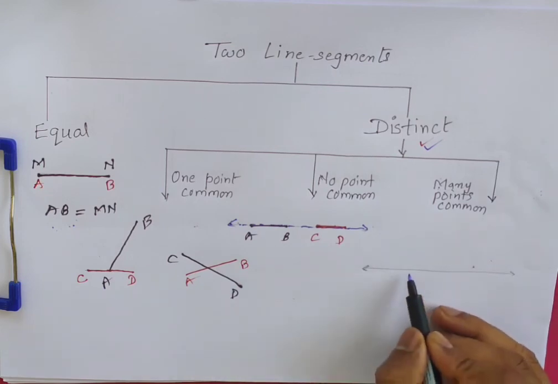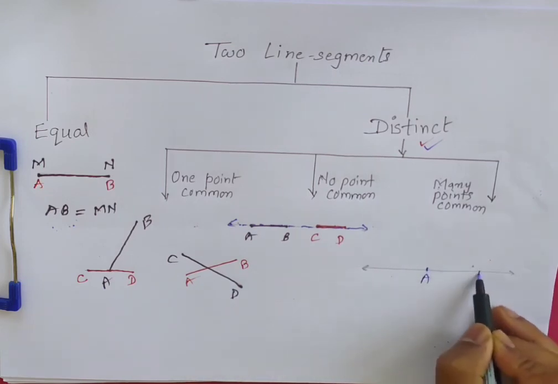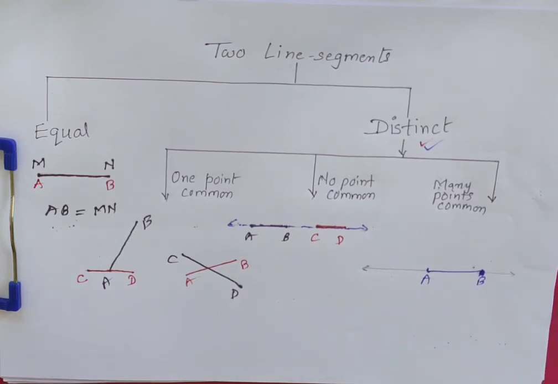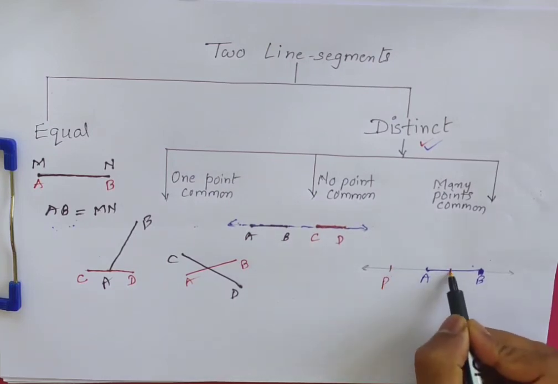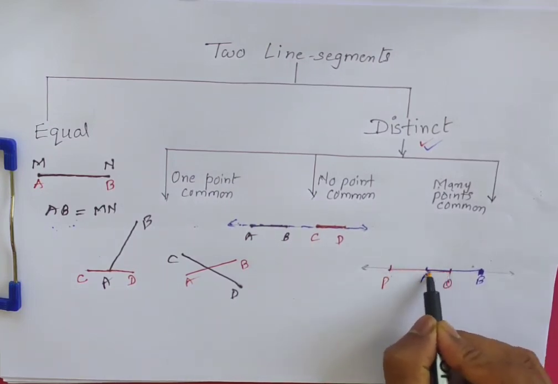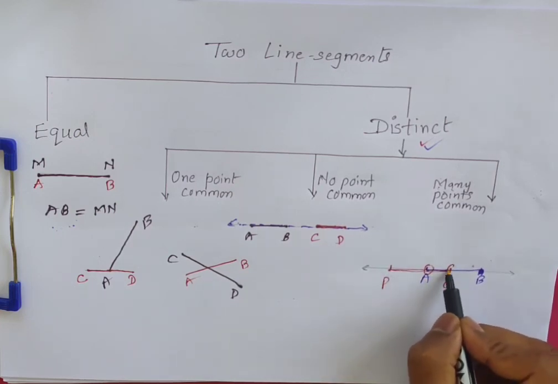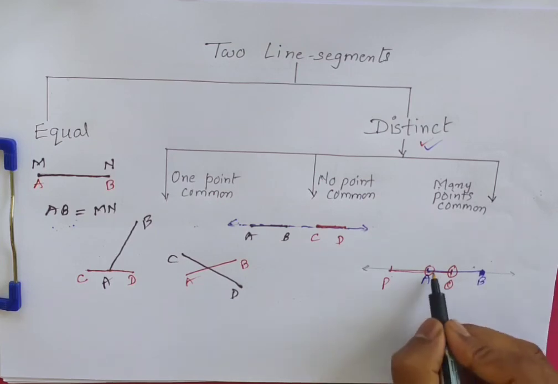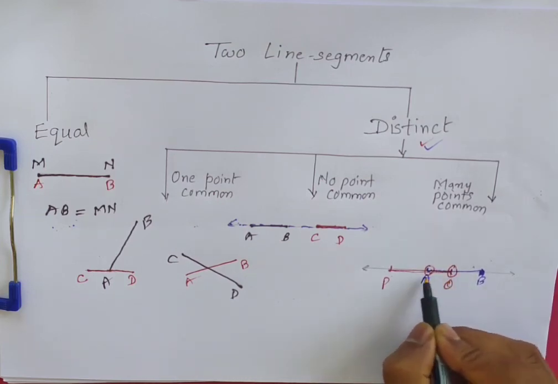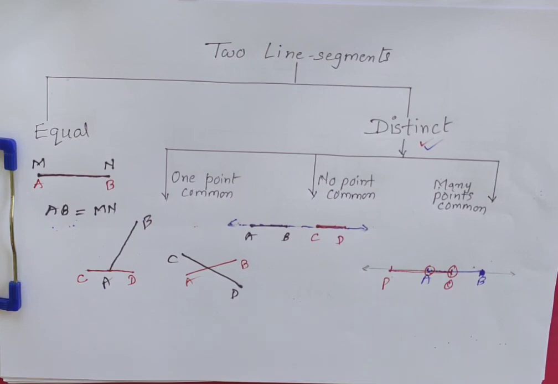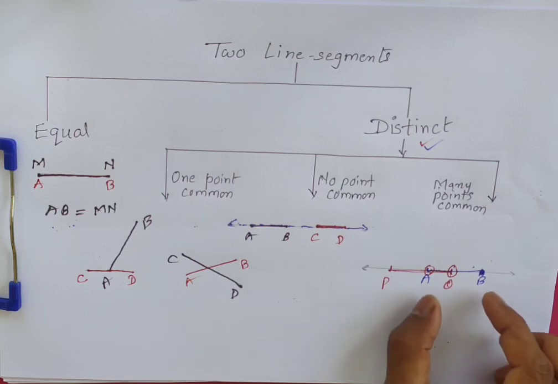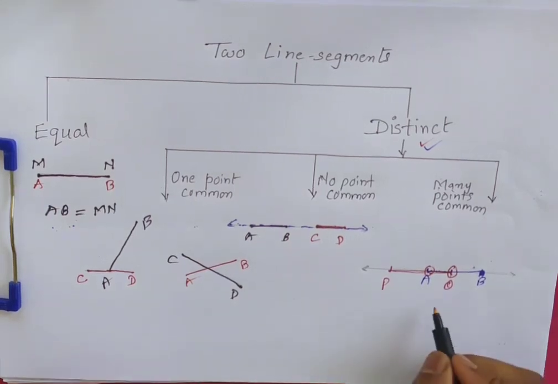Now many points are common. Look here. This is line segment AB, and I choose two points P and Q. This is line segment PQ. A is common to both, Q is a point common to both, and all the points between A and Q are common. So many points are common, but still line segment PQ and line segment AB are not equal.